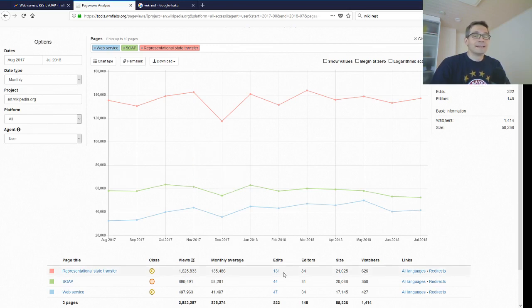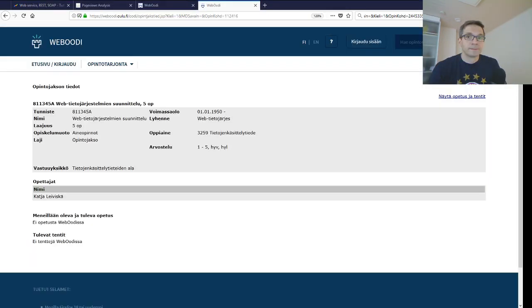And also if we look into the number of edits made to the REST page, we can see it's 131, whereas for SOAP and web service we are at 44 and 47. Also the number of people making edits is 84 for representational state transfer, while it's only 31 for SOAP and 34 for web service.